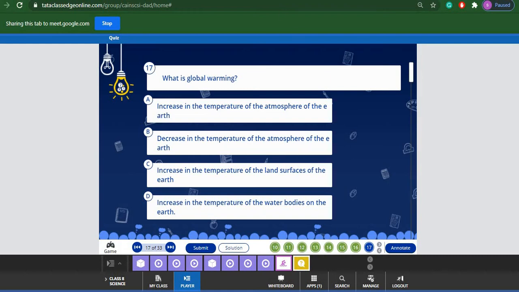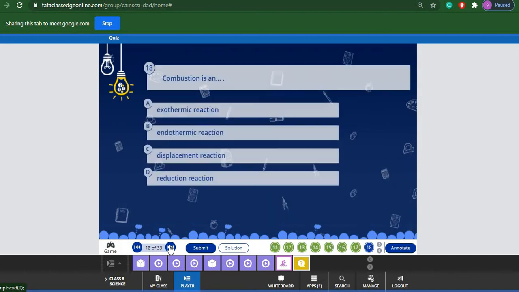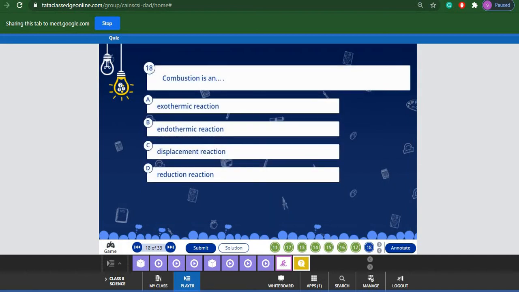No, sir. Yes, it will be A. It's the increase in temperature of the atmosphere of the Earth, not the land surface of the Earth. So it will be A. Clear? Yes, sir. Very good. Now next one.